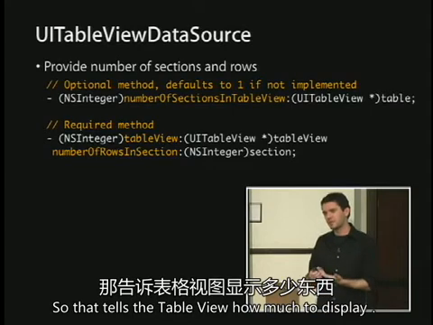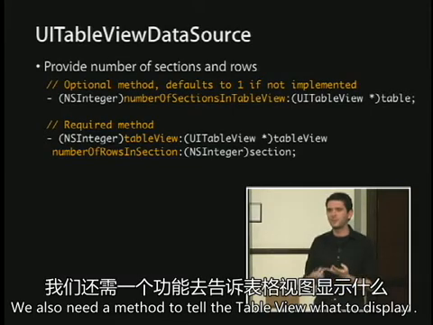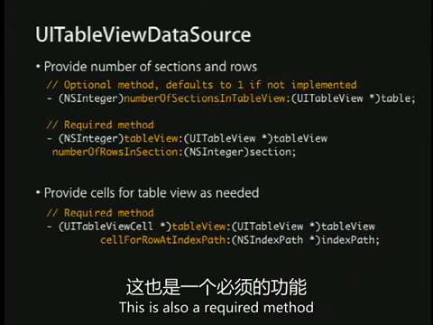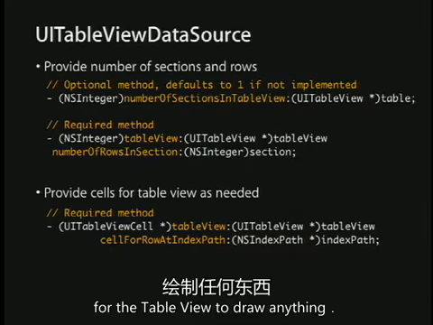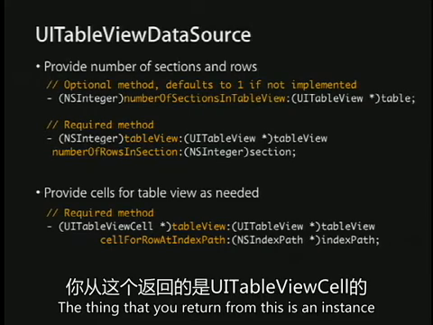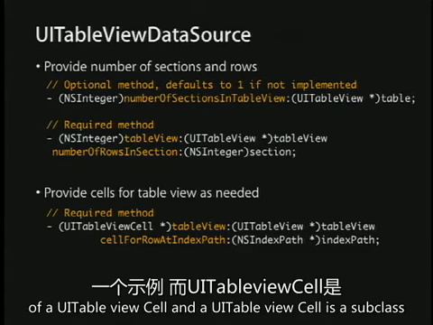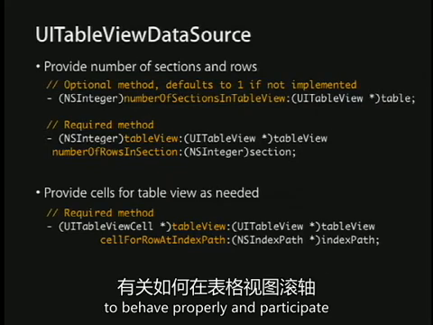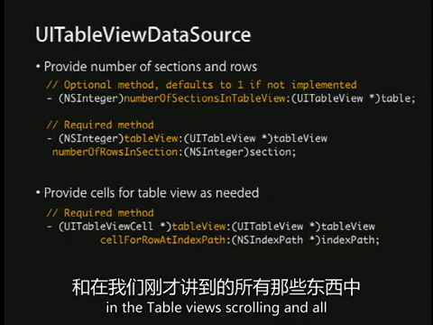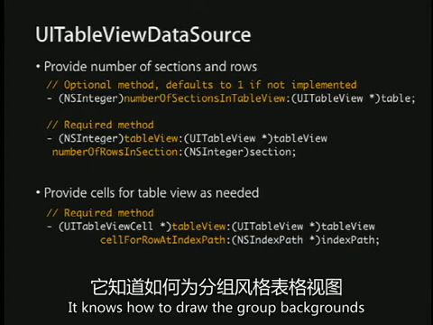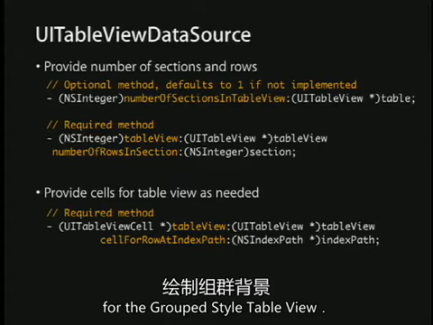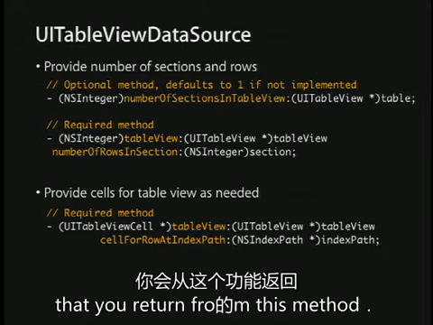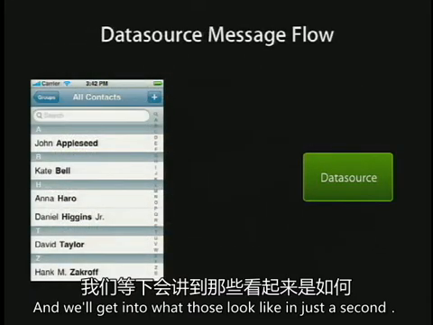So that tells the table view how much to display. We also need a method to tell the table view what to display. So for that, we have tableView:cellForRowAtIndexPath:. This is also a required method because otherwise there wouldn't be any way for the table view to draw anything. The thing that you return from this is an instance of a UITableViewCell. And a UITableViewCell is a subclass of UIView that has some special knowledge about how to behave properly and participate in the table view's scrolling and all of these things we just were talking about. It knows how to draw the grouped backgrounds for the group style table view. So what you return from this method has to be a UITableViewCell itself or a subclass of UITableViewCell. And we'll get into what those look like in just a second.